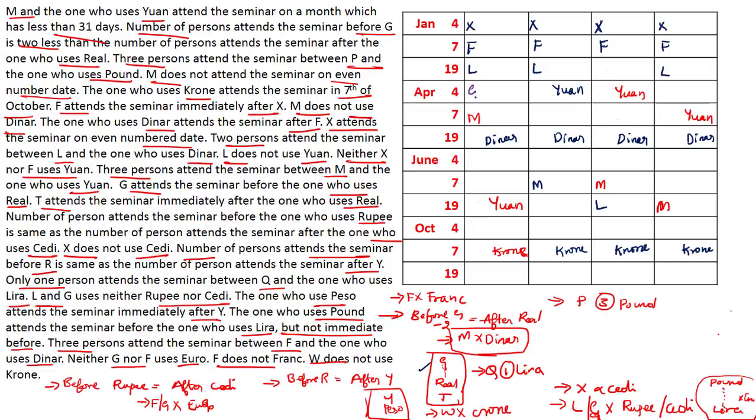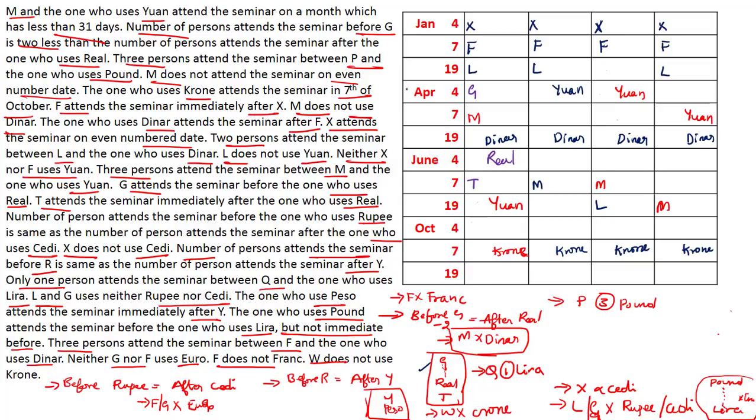So G cannot be placed here. Then the only possibility is that G has to be here. There are 3 persons before G. There should be 5 persons after the one who uses Real, 1, 2, 3, 4, 5. So Real has to be here. We already know that immediately after Real, T has to be placed. Real is here, T has to be placed here.